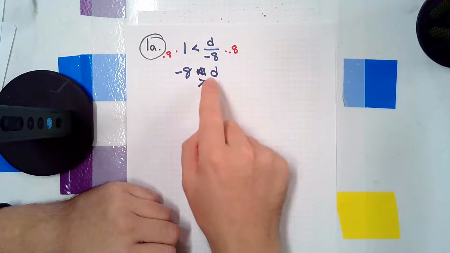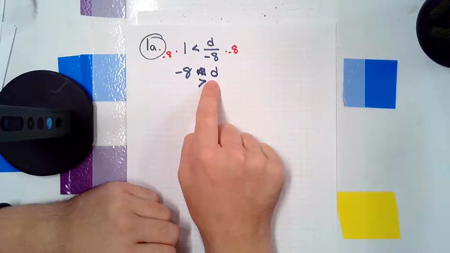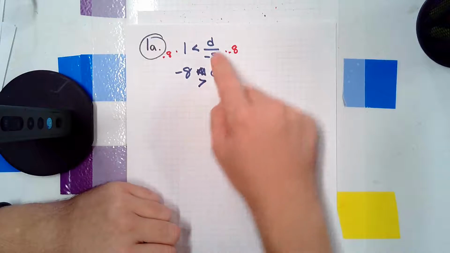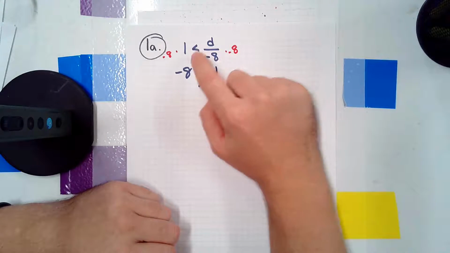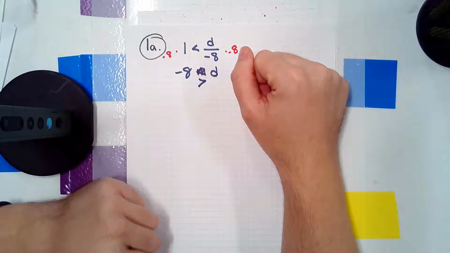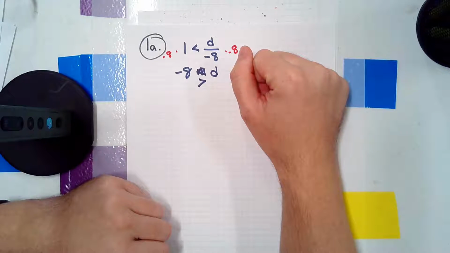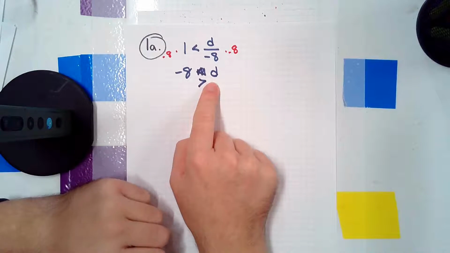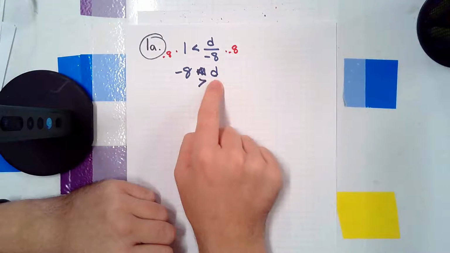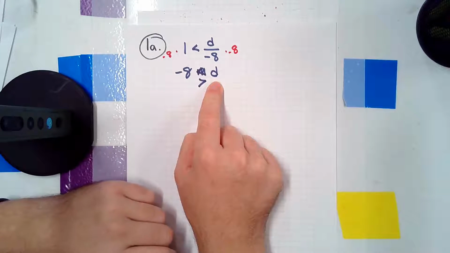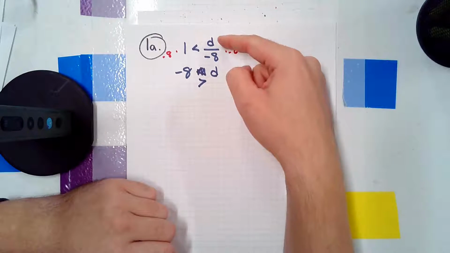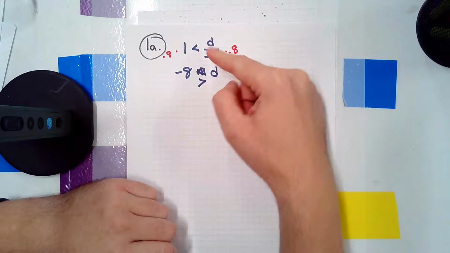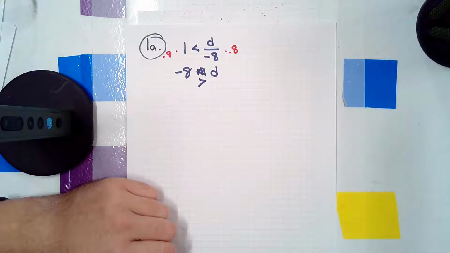Pick a number that's maybe easier, right? Give me a number that's smaller than negative 8. How about negative 16? Negative 16 over negative 8 is positive 2. It's bigger than 1, right? What I did is I checked my answer. This is my answer, so I'm picking a number that's less than negative 8. Negative 16 divided by negative 8 is positive 2. 2 is bigger than 1, right? Yes, sir.